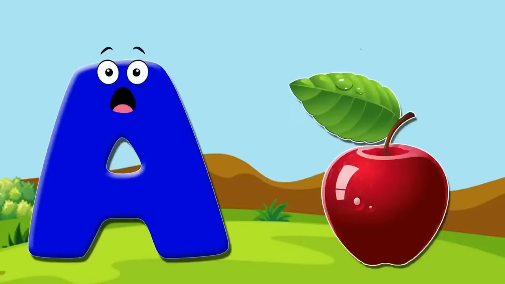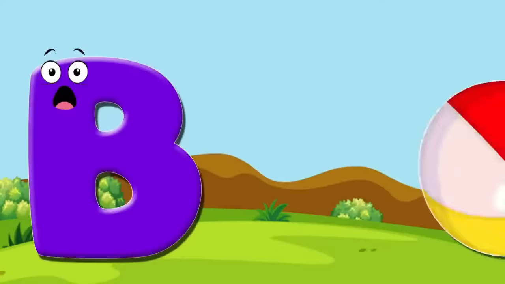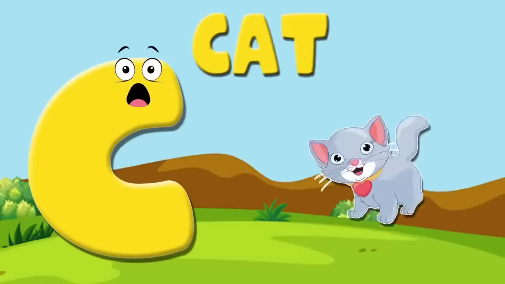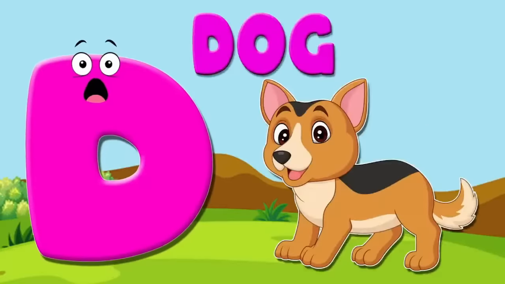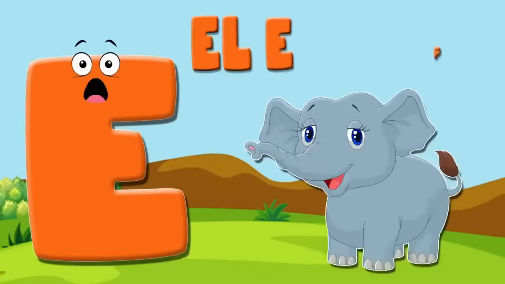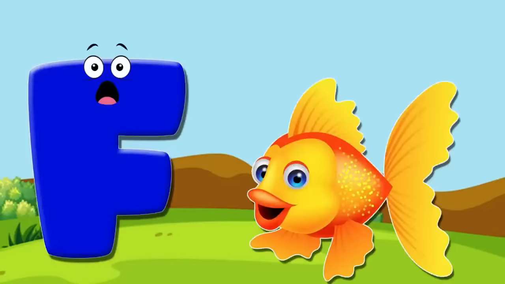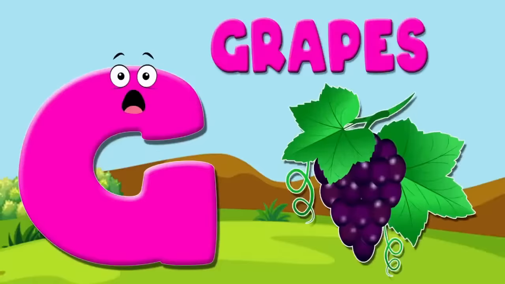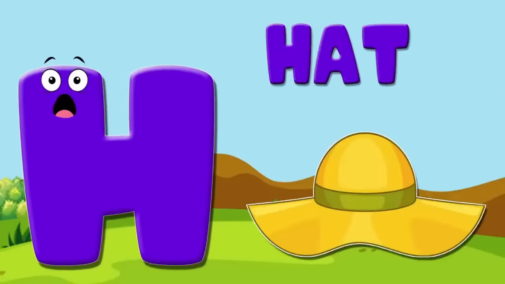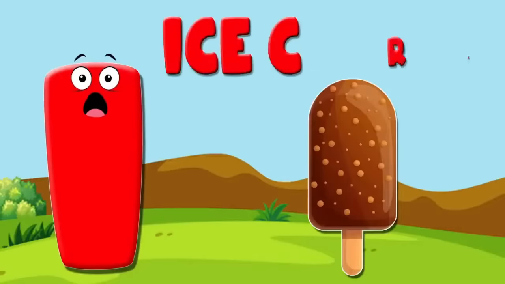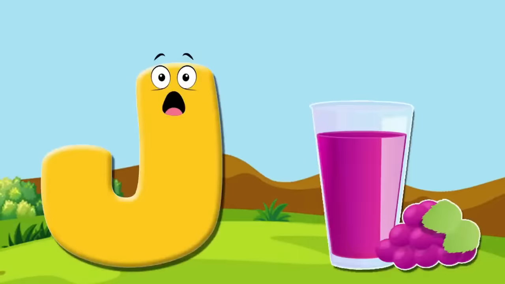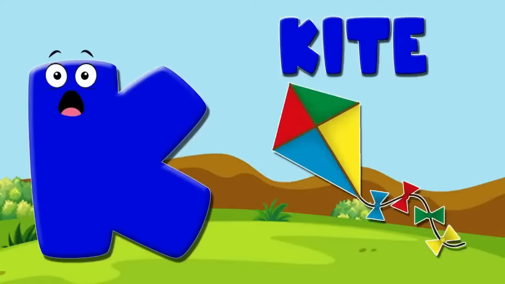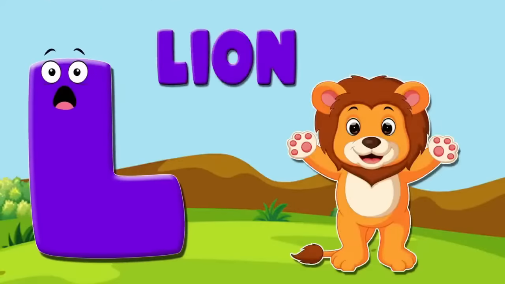A, apple. B, ball. C, cat. D, dog. E, elephant. F, fish. G, grapes. H, hat. I, ice cream. J, juice. K, kite. L, lion.